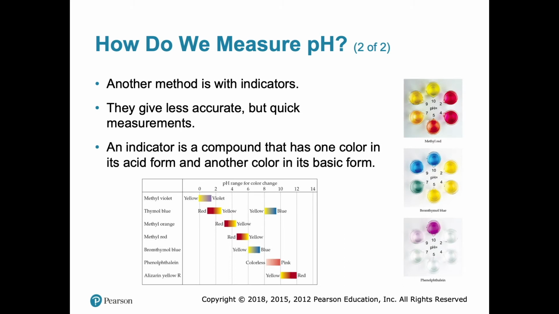Depending on how basic or how acidic something is, the color changes. So this is just a list of different indicators you can use. For methyl violet, at the basic level, it's yellow to violet, whereas over here you have alizarin yellow, and it's red to yellow. I don't want to go through all those different indicators, but the one that you will use for sure is phenolphthalein, and phenolphthalein will be pink to clear.